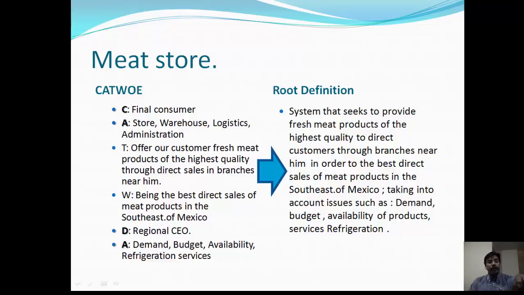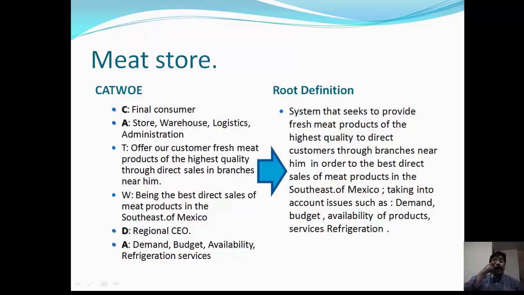Who are the clients of a meat store? The final customers. Who are the actors who make it possible? The store, the warehouse, the logistics, the administration. And who is the owner of this system? Who can change or stop it? I see it as the regional CEO, the regional chief executive officer. And what's in the environment? It's the demand, the budget, the availability, the refrigeration services, etc.